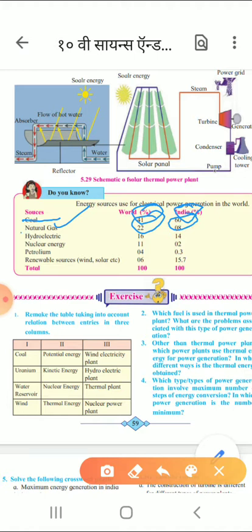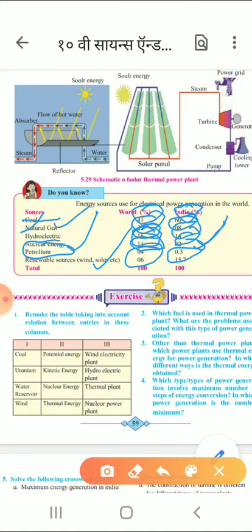Then with the help of the hydroelectric power station, how much generation takes place? 16%, and in India it is 14% only. While in case of the nuclear energy, it is 11% in the world and 2% in India. Now with the help of petroleum, it is 4% in the world and 0.3% in India. Now we'll see the renewable sources of energy like the wind, solar energy, etc. It is 6% in the world and 15.7% in India.